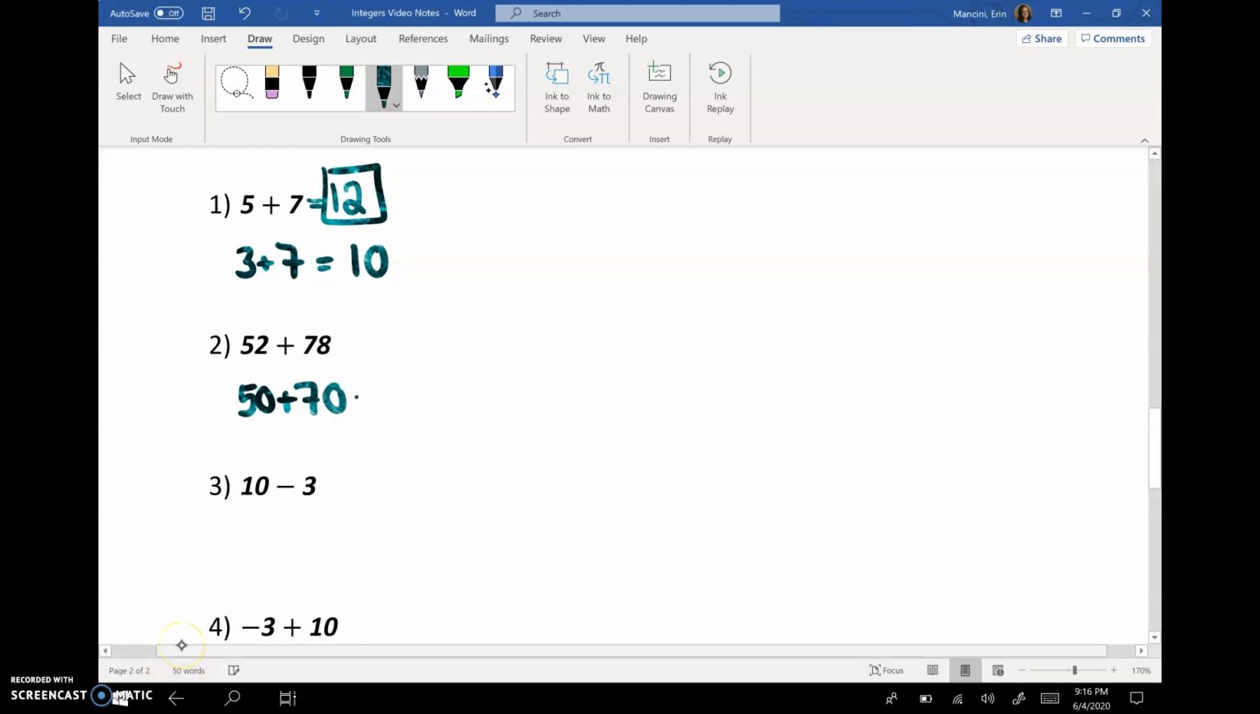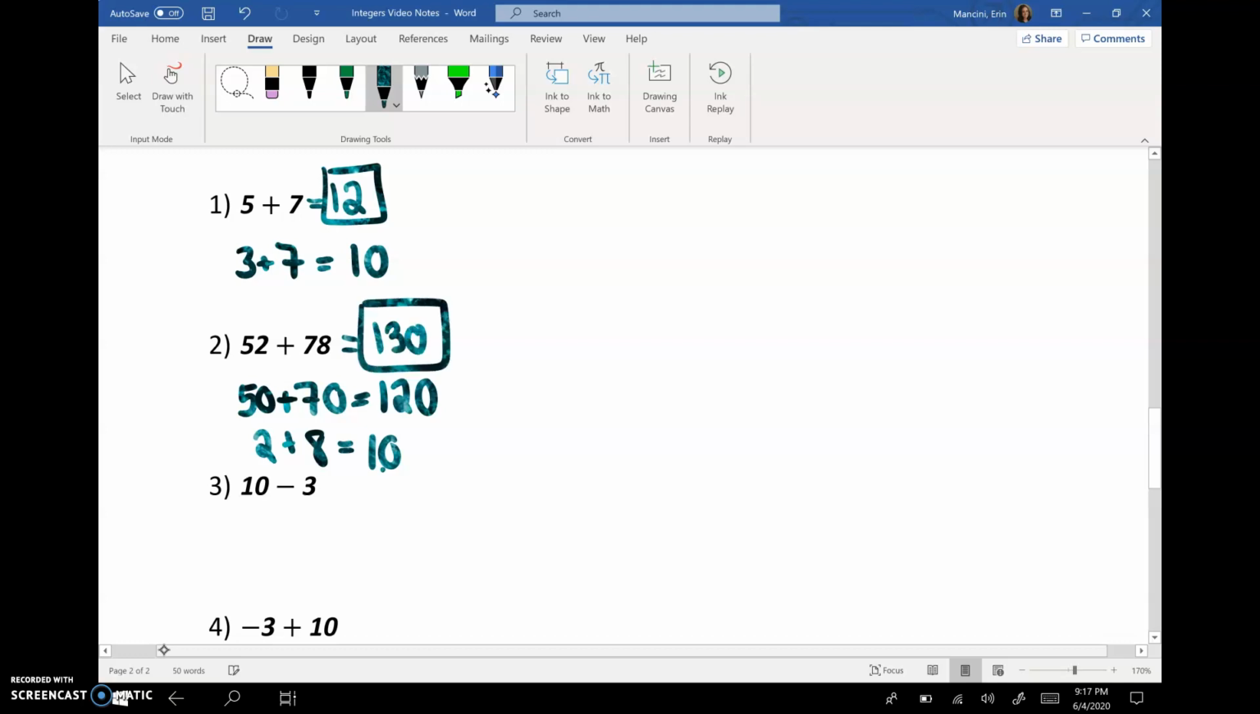So 50 plus 70 would then have to be 20 more, which would be 120. Okay, but this problem also had an additional 2 from the 50, an additional 8 that I can't forget. I have to add those together. Well, what's 2 plus 8? That's 10. Okay, so I need this 120 and this additional 10 here, which 120 plus 10 is then 130.